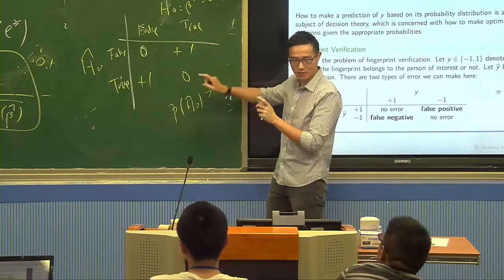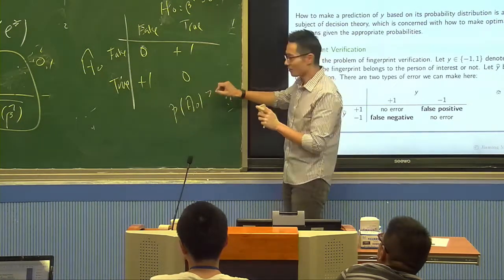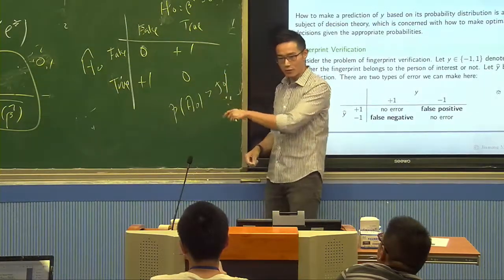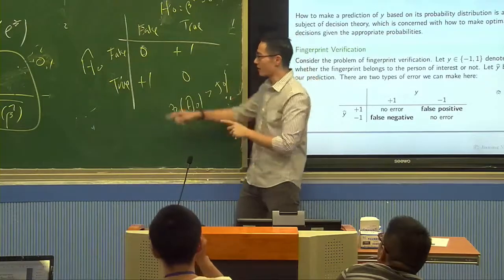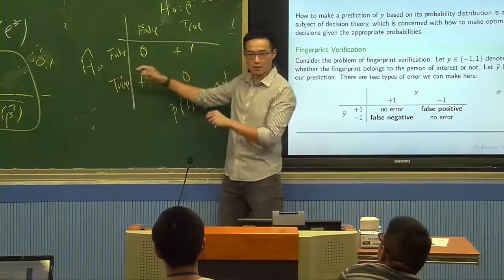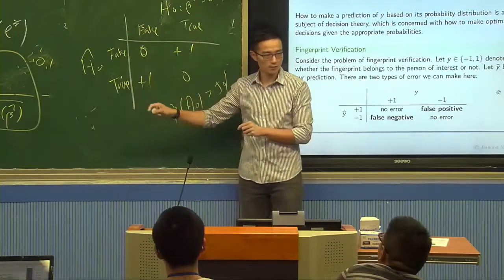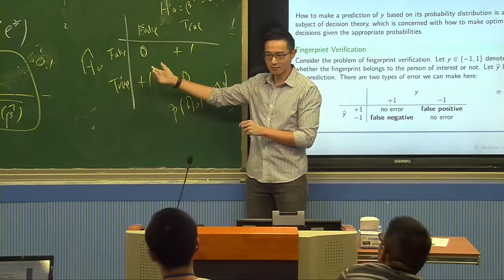According to the 0-1 loss function, the threshold is 50%. So as long as the probability of H0 being true is larger than 50%, I should declare it true. As long as it's smaller than 50%, I should declare it false, according to the 0-1 loss function. Everybody clear on that?